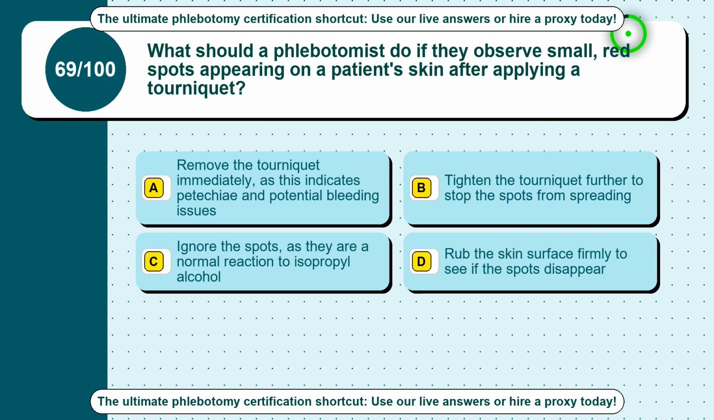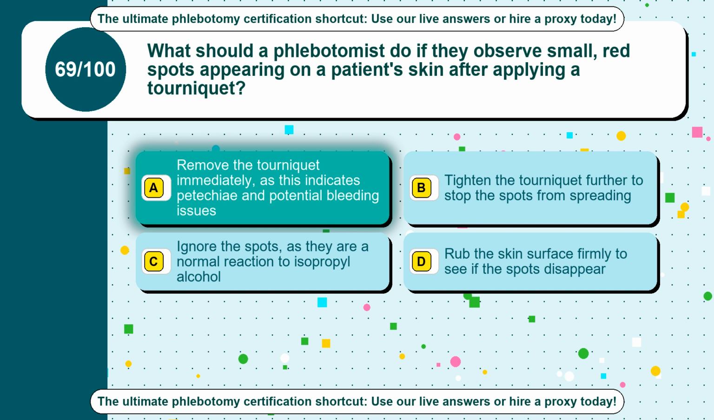Question 69. What should a phlebotomist do if they observe small, red spots appearing on a patient's skin after applying a tourniquet? Option A, remove the tourniquet immediately, as this indicates petechiae and potential bleeding issues. Option B, tighten the tourniquet further to stop the spots from spreading. Option C, ignore the spots, as they are a normal reaction to isopropyl alcohol. Option D, rub the skin surface firmly to see if the spots disappear. The correct answer is option A, remove the tourniquet immediately, as this indicates petechiae and potential bleeding issues.